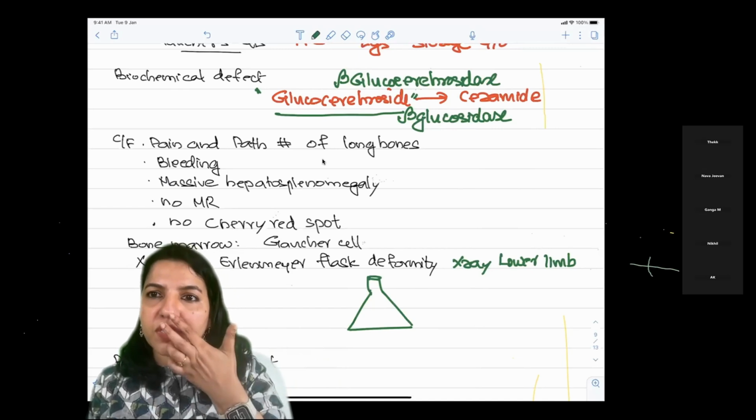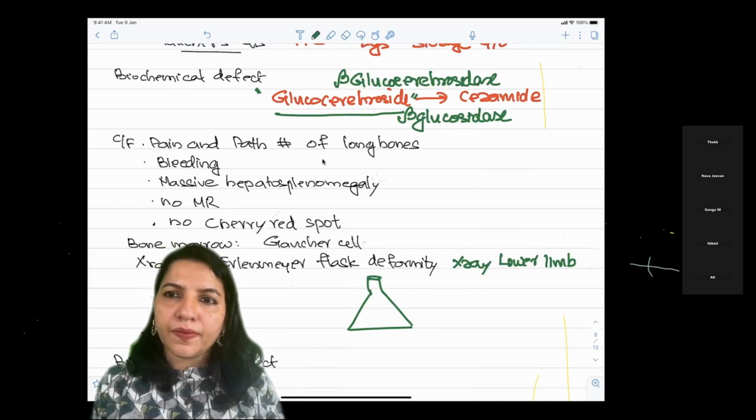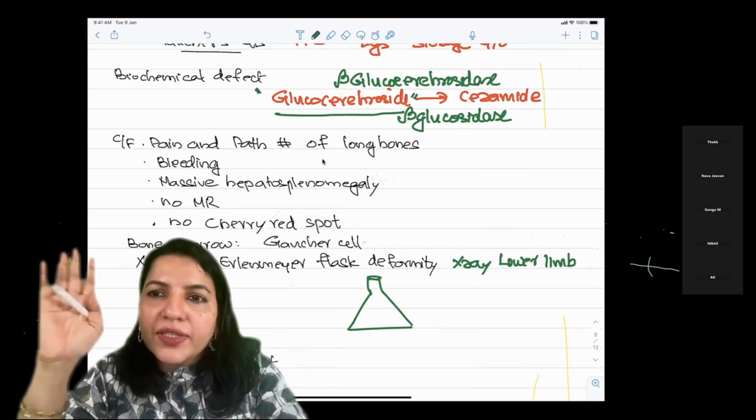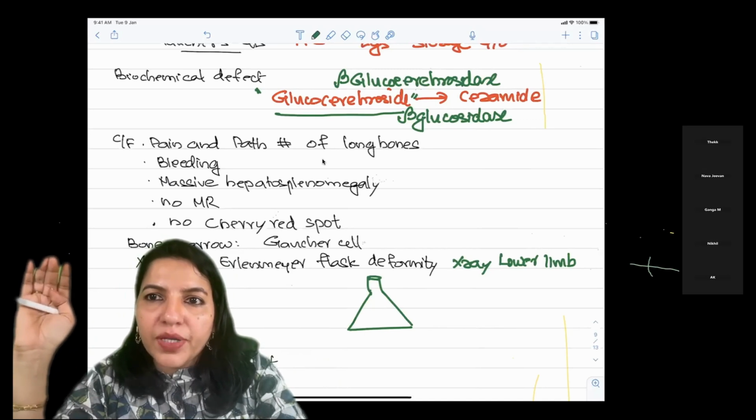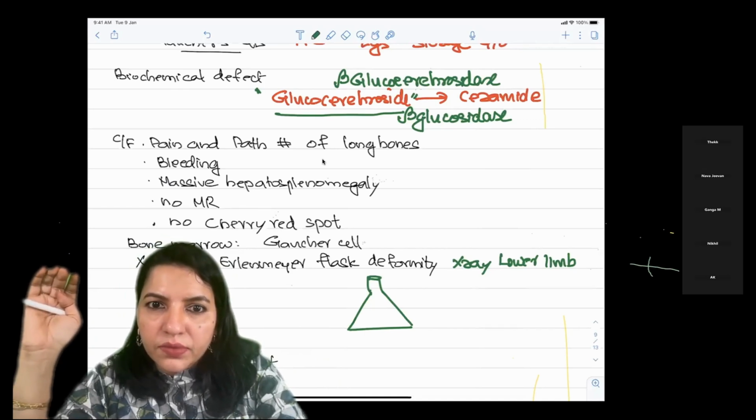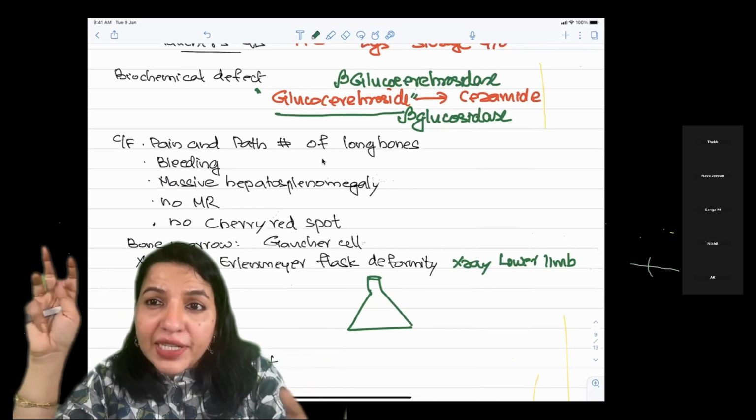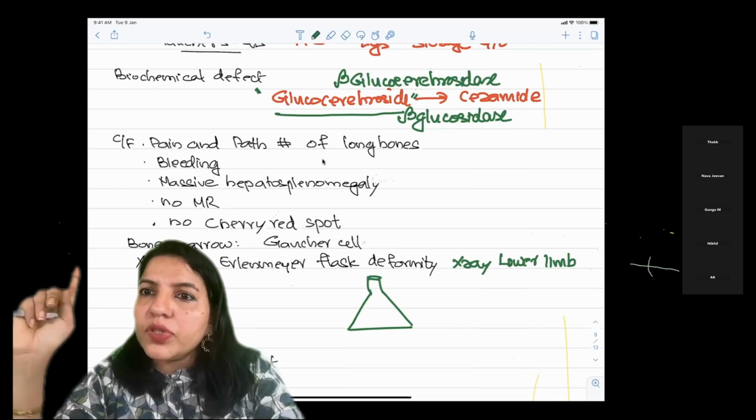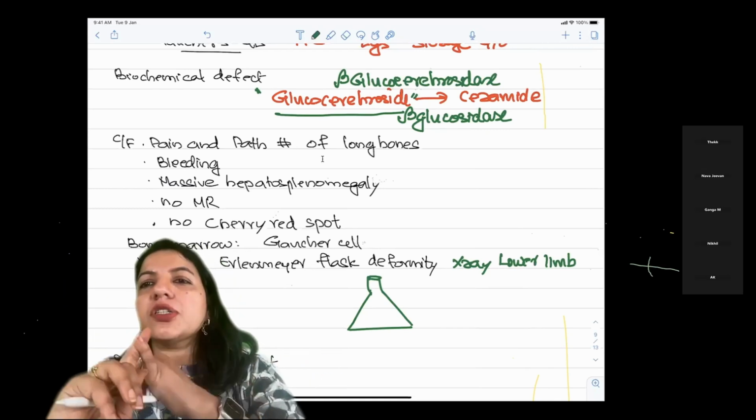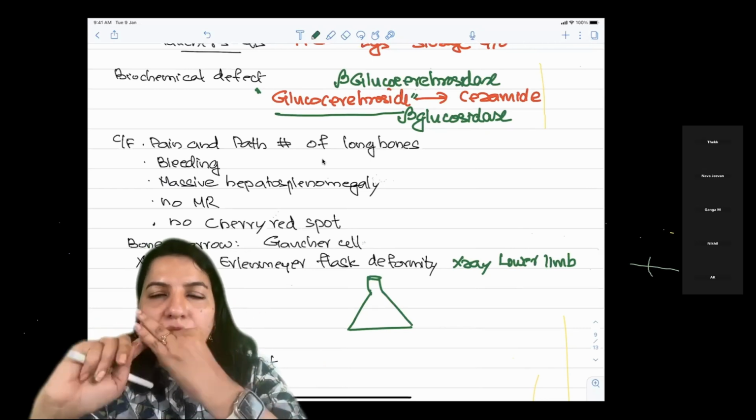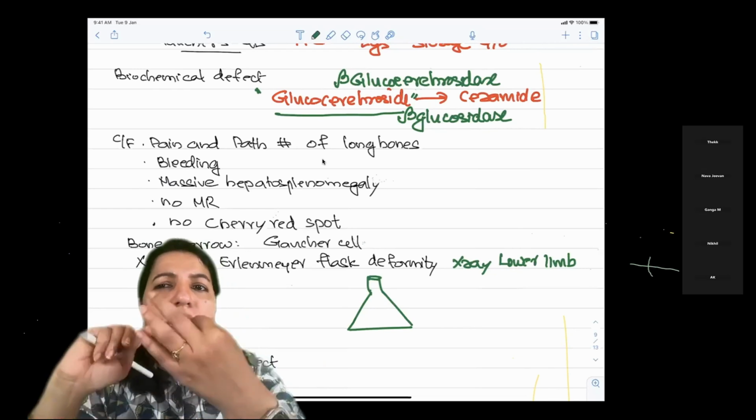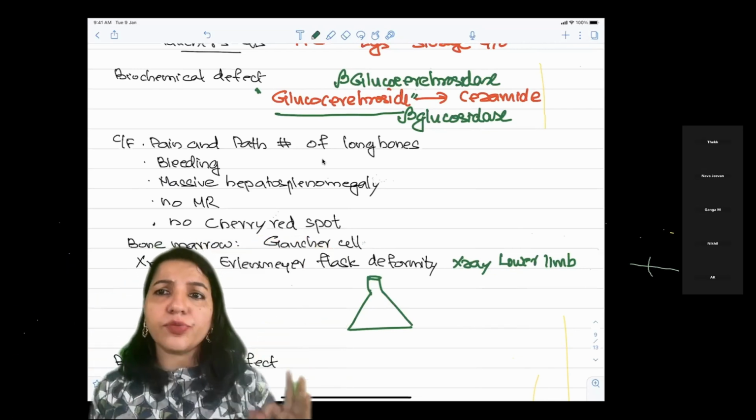Why is there a bleeding manifestation in Gaucher's disease? Because there is deficiency of one of the blood cells. What is that? As it infiltrates the bone marrow, yes, platelets. So there is thrombocytopenia, hence there is a bleeding manifestation. Pathological fractures, yes. So bleeding manifestation, pain and pathological fractures, especially of long bones, and massive hepatomegaly and splenomegaly.